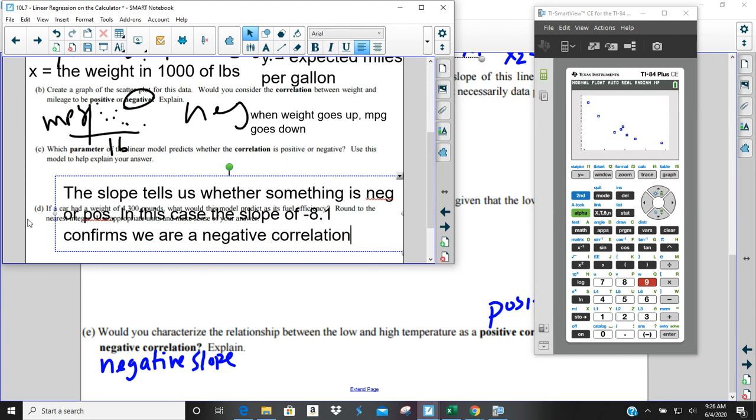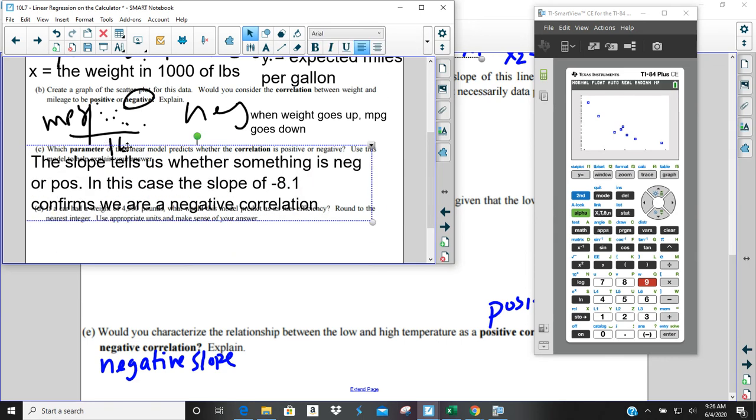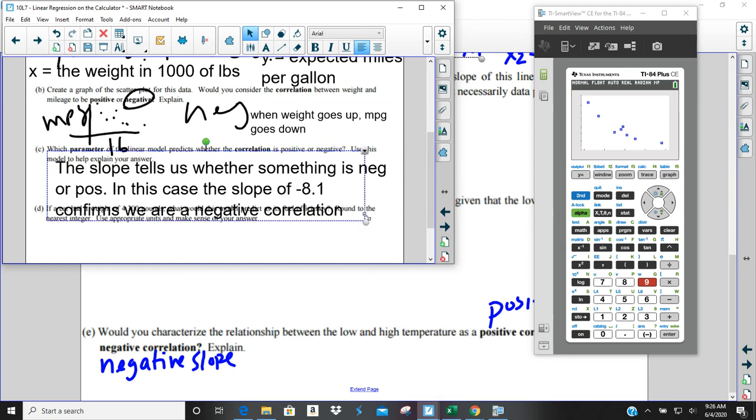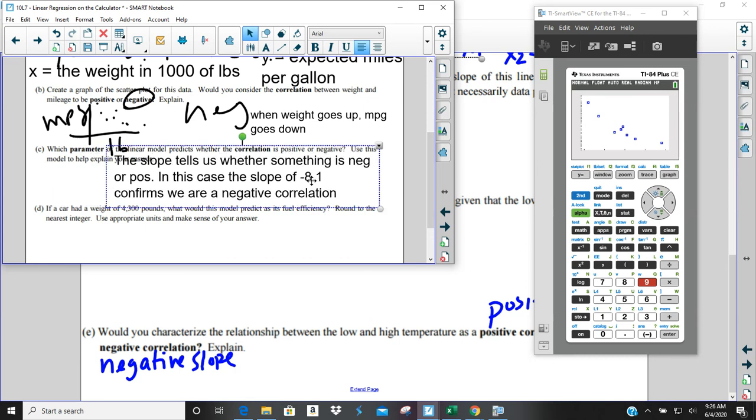Make sure we're good with that. All right. The slope tells us if something is negative or positive. In this case, the slope of negative 8.1 confirms it's a negative correlation. We have a negative correlation.